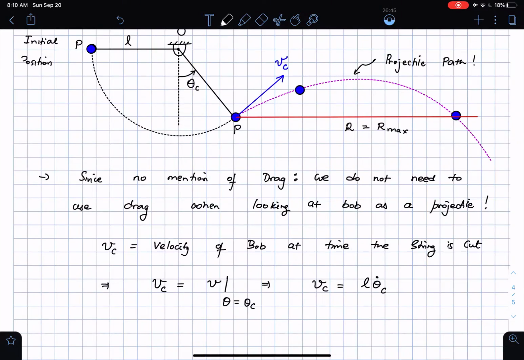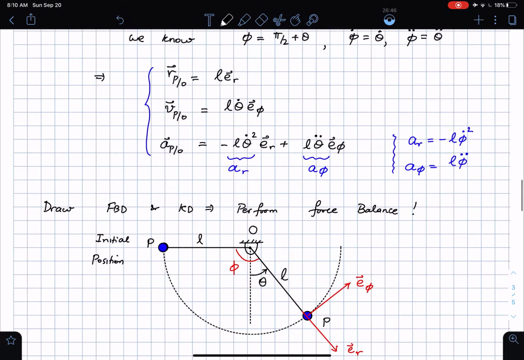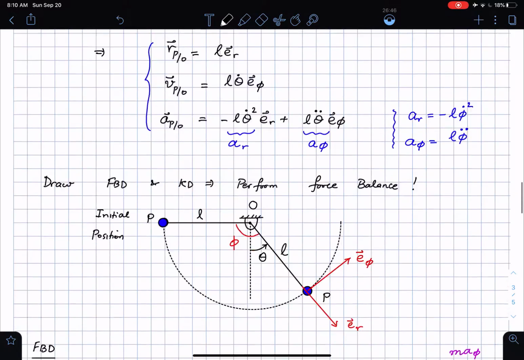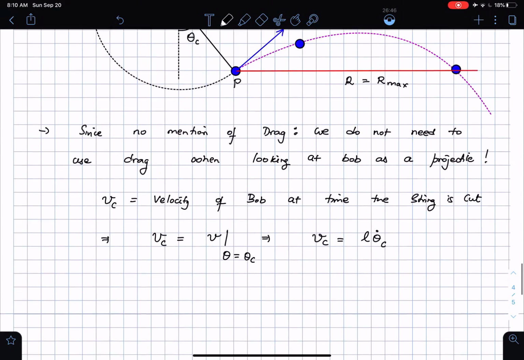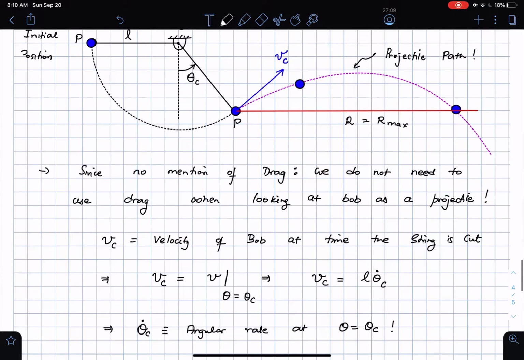Because we previously knew, if you go back and look at your kinematics, that the velocity is L theta dot, which means that at the point at which it is cut, it is going to be L theta dot c, where theta dot c is the angular rate at theta equal to theta c. So that's one thing that we know. And then we know that this projectile is going to be traveling as a particle which is only under the action of gravity. That is one thing that I also know.